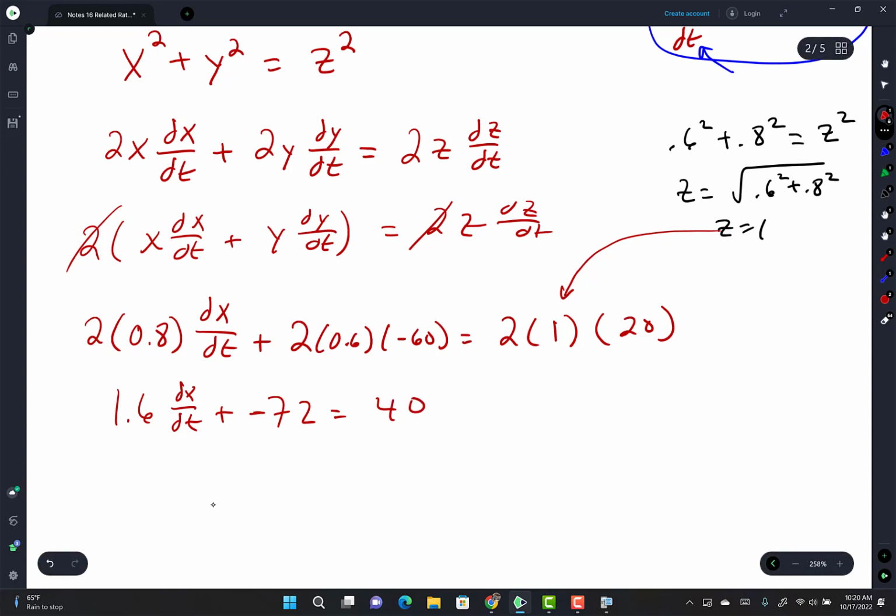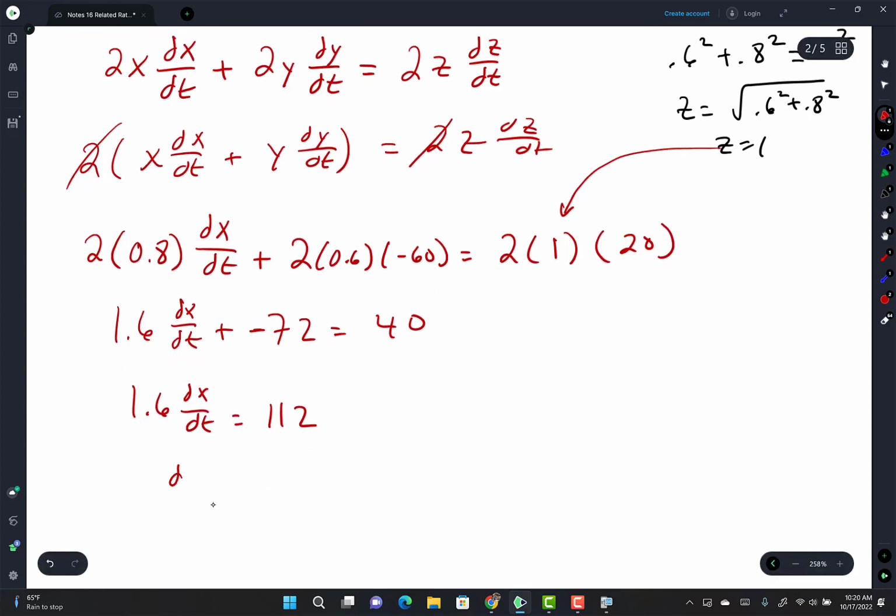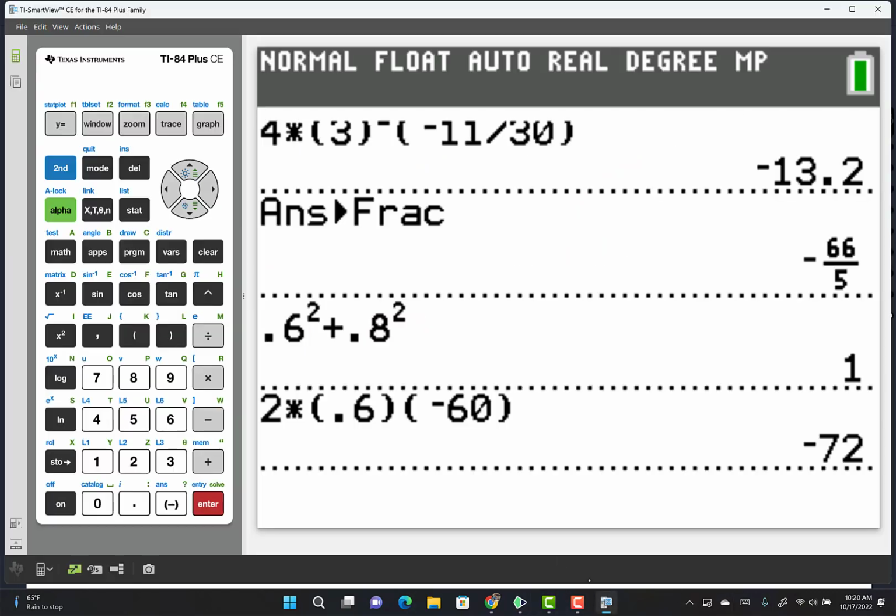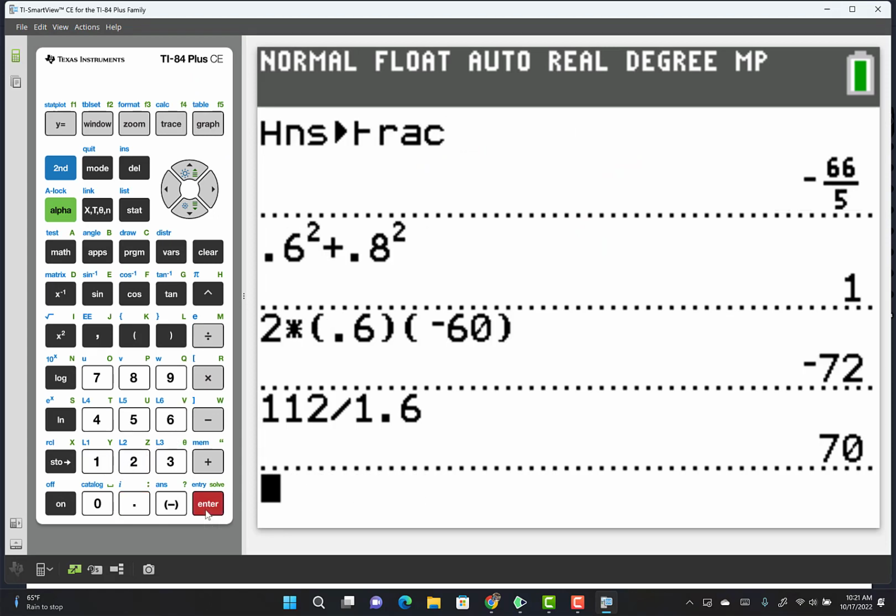Okay, now we're ready. Add the 72 to the 40. So 1.6 dx/dt equals 72, 82, 92, 102, 112. Let me know if I made a mistake. And then finally divide by 1.6. So what's 112 divided by 1.6? Let's find out. 112, you're faster than me, miss. Divided by 1.6. Well, I'm actually slow. Okay, 70.